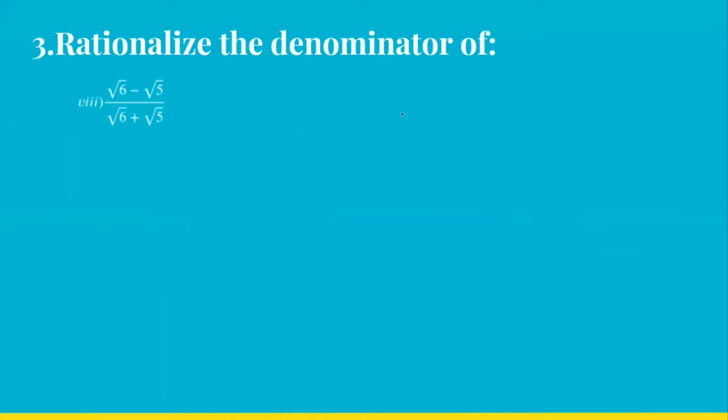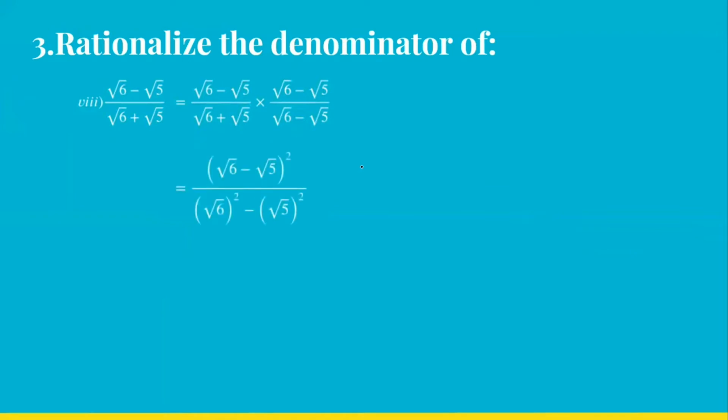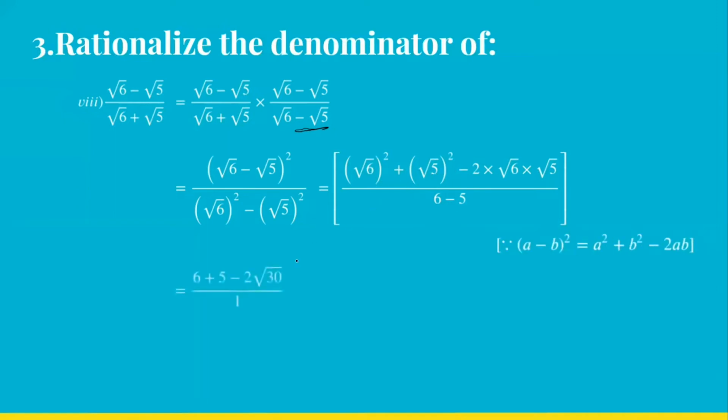Next, root 6 minus root 5 upon root 6 plus root 5. So this you get as root 6 minus root 5 is the rationalizing factor. Multiply: root 6 minus root 5 the whole square upon a plus b into a minus b, which is a square minus b square. Expand this: a minus b the whole square is a square plus b square minus 2ab. Root 6 into root 5 is root 30. Root 6 square is 6, root 5 square is 5. So we get 6 plus 5 minus 2 root 30 upon 6 minus 5, which is 1. So 6 plus 5 is 11, and 11 minus 2 root 30.